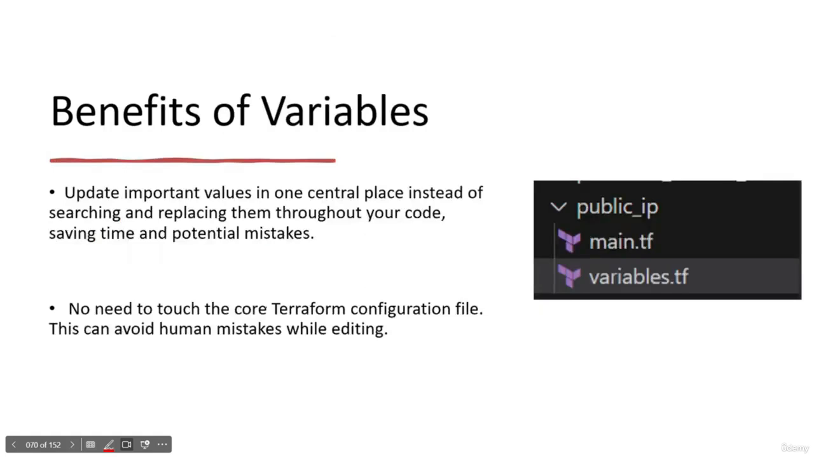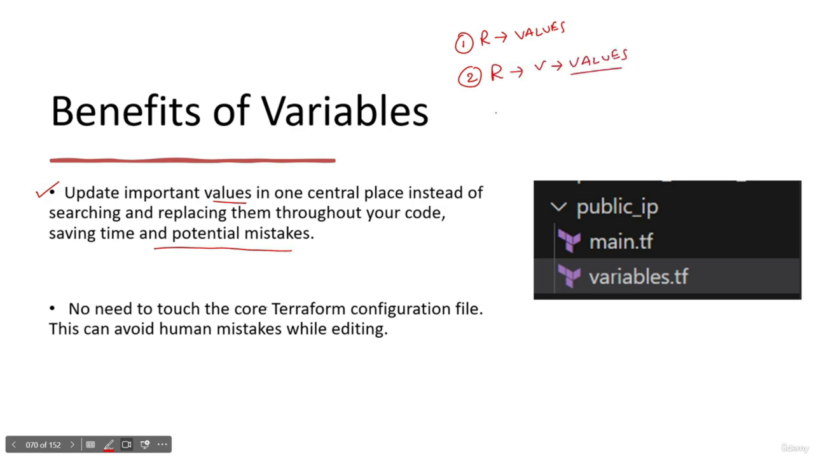So what are the benefits of variables? The first benefit is that you update important values in one central place instead of searching and replacing them throughout your code, saving time and potential mistakes. What is the exact meaning of it? In the first approach, while creating the resources, we passed the values directly. And in the second approach, while creating the resource, we created the variables, and in the variables, we passed the value.